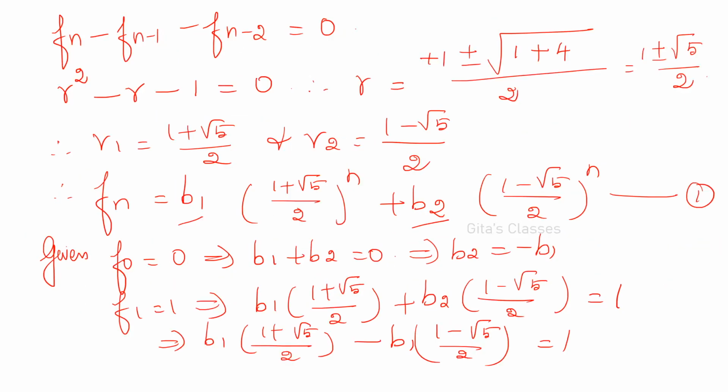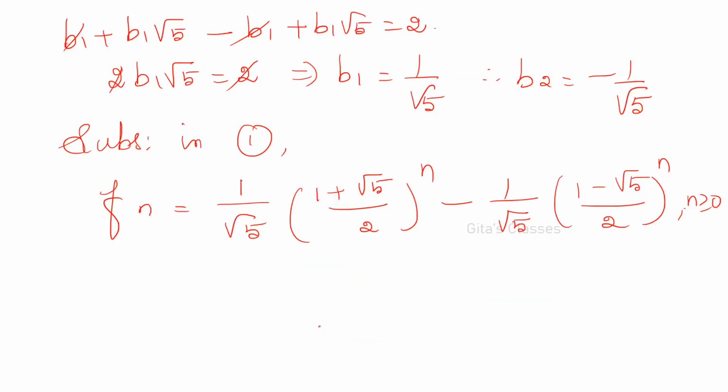Okay. So again we follow the same procedure we have done. So f0 is equal to 0; this is very, very important. You can expect this, it is a standard question. So this is the solution: Fn is equal to 1 by root 5 into (1 plus root 5 by 2) the whole power n, minus 1 by root 5 into (1 minus root 5 by 2) the whole power n, with n greater than or equal to 0. This is our solution.